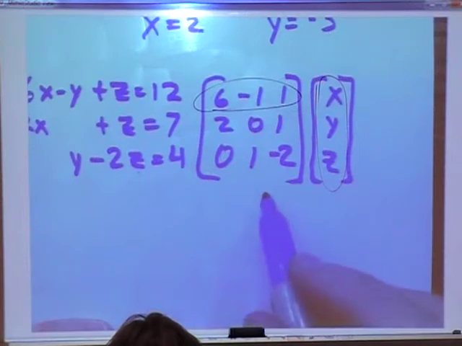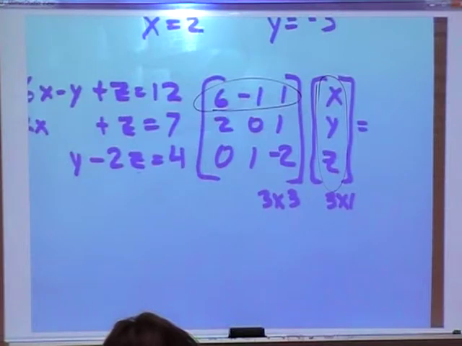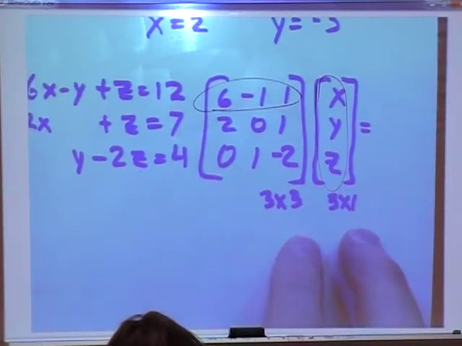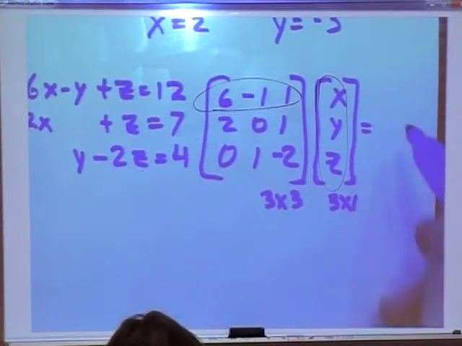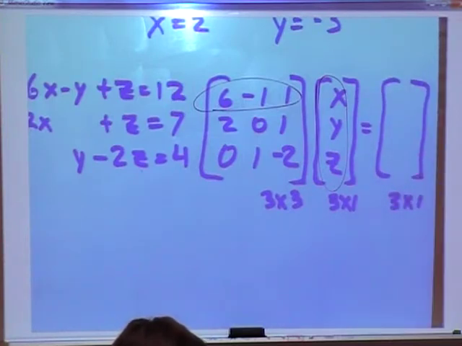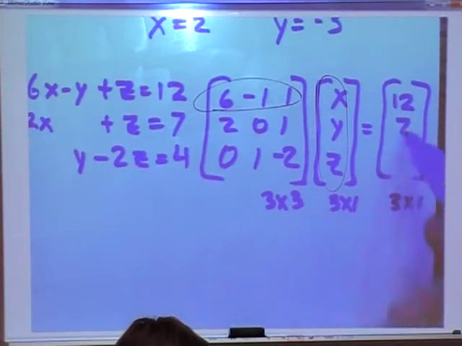So let me ask you, we have a 3 by 3 matrix, we're multiplying it by a 3 by 1. What size matrix is that going to give me? It's the last numbers, right? Or the first and the last number. So it's going to give me a 3 by 1. Which should be your answers. 12, 7, and 4.